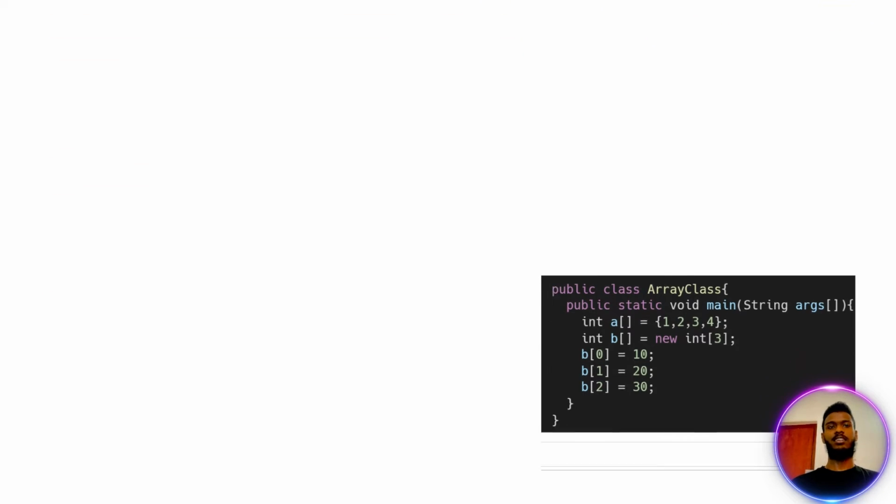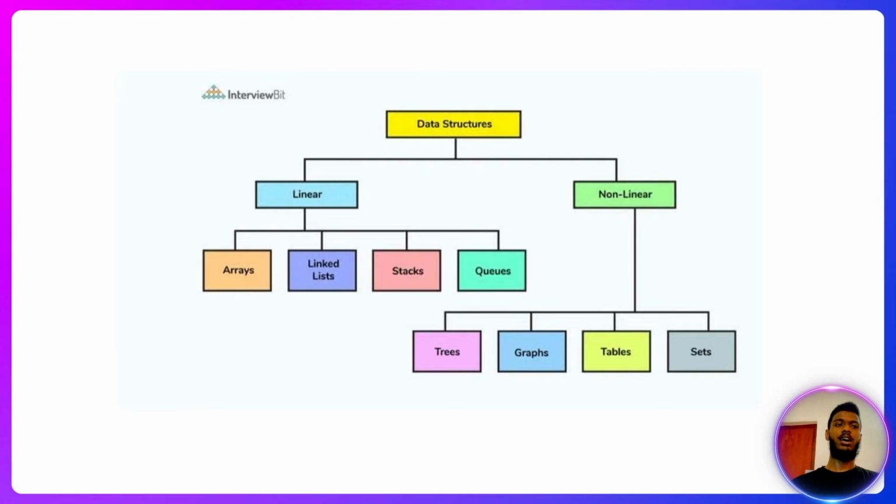Mainly, when classifying data structures, we can see two parts: linear and nonlinear data structures. A linear data structure includes arrays, linked lists, stacks, and queues. Nonlinear data structures are a bit complicated. Let's talk about them at the end of this playlist. Things like trees and graphs are related to nonlinear data structures. So I believe you have a rough idea of what a data structure is.